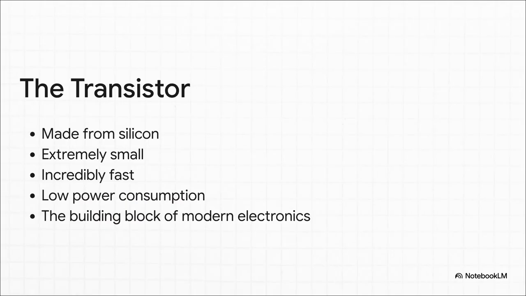The transistor is really the hero of our story today. Because it was made out of silicon, it could be made microscopically small. It was unbelievably fast, used barely any power, and it was cheap to make millions, even billions of them. This one tiny device became the fundamental building block for all modern electronics.